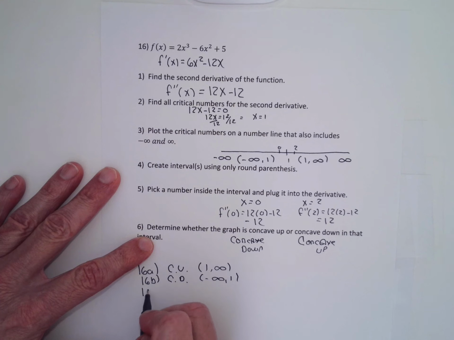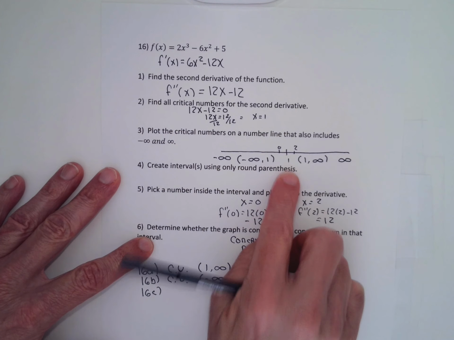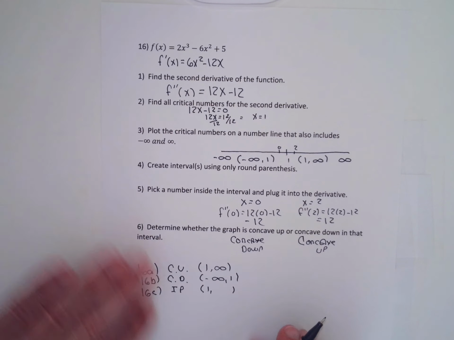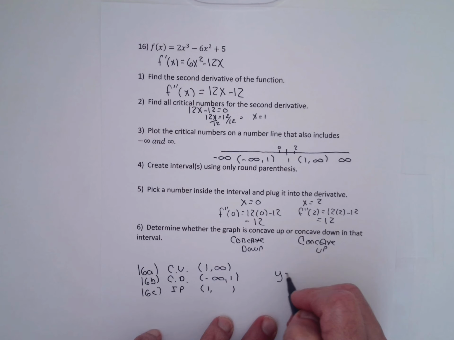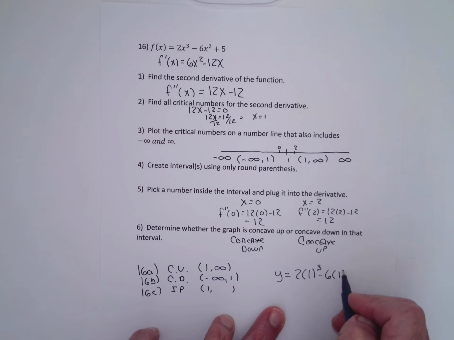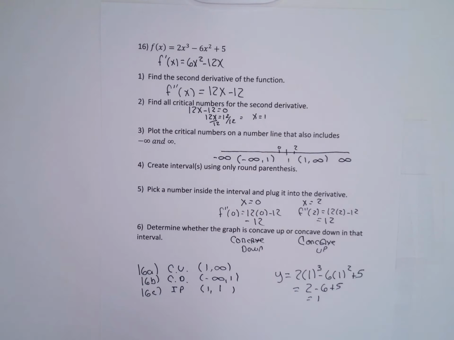And then for part C, because the graph changes concavity at 1 and the 1 is in the domain of the function, that 1 is the x-coordinate of the inflection point. I need to get the y-coordinate of the inflection point, so I'm going to go y equals, and I'm going to use the original function and do 2 times 1 cubed minus 6 times 1 squared plus 5. This is going to be 2 minus 6 plus 5 because the 1 piece is just turned to 1. That's going to be 1 if I do it right. So the inflection point is going to be the point (1, 1).